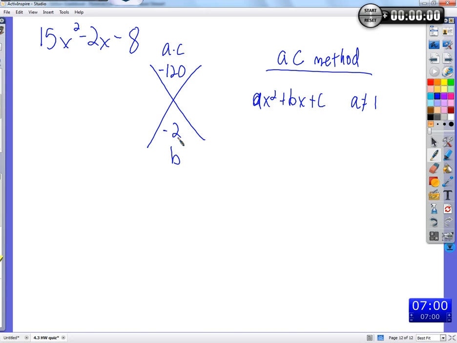120 divided by the number, guys. If you want to go shorter, pick up your calculator, start finding those two numbers. 12 and 10. Thank you. You're a genius. 12 and 10. We want negative 2, right? We want negative 12 and 10. Negative 12.